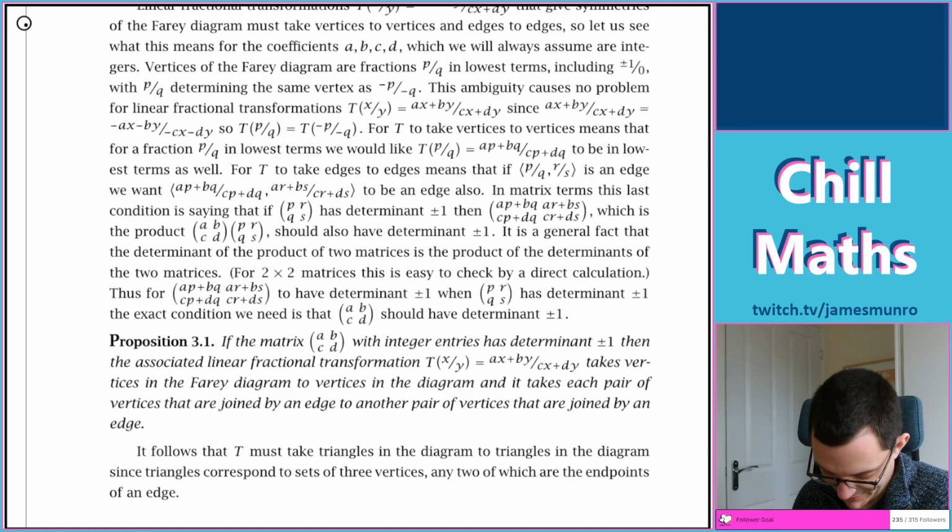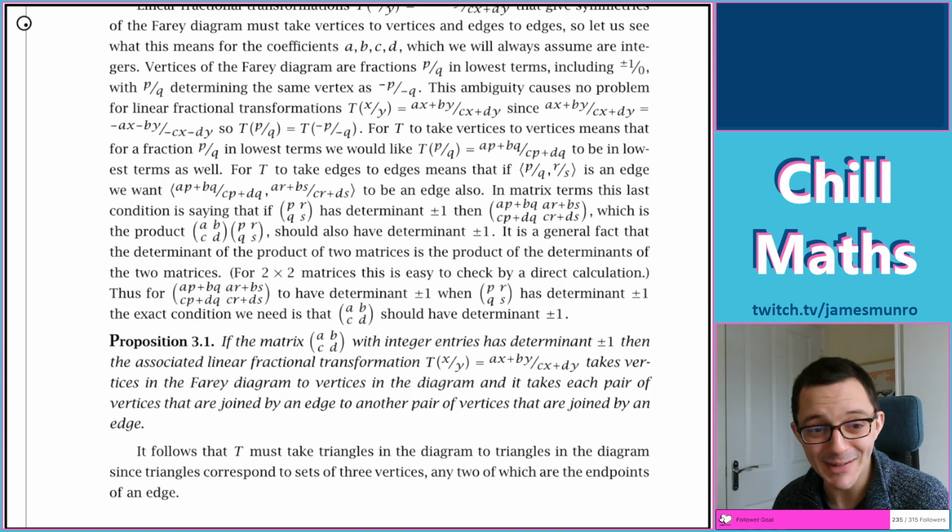So now this is just going to be like number theory, right? Here we go. In matrix terms, this last condition is saying that if this thing has determinant plus or minus 1, we want this to be an edge also, which means check the determinant of this, which means that this should have determinant plus or minus 1. Yeah, determinant is multiplicative, so here we want this thing to have determinant plus or minus 1. The exact condition we need is that AD minus BC should be plus or minus 1, like it always is.